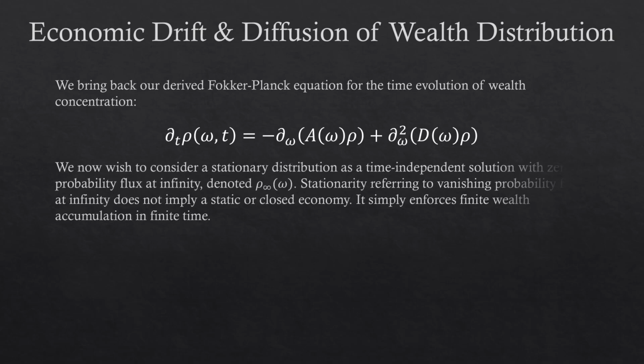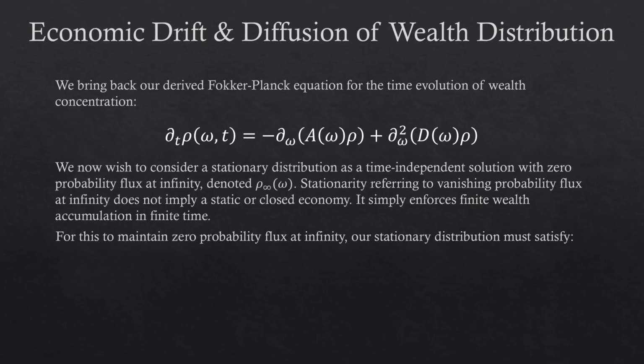We now wish to consider a stationary distribution as a time-independent solution with zero probability flux at infinity. Stationarity here refers to vanishing probability flux at infinity, and that does not imply a static nor closed economy. It just enforces finite wealth accumulation in finite time. For this to maintain zero probability flux at infinity, our stationary distribution must satisfy the following. So the time derivative of rho sub infinity is equal to 0. Plugging this into the Fokker-Planck equation yields the following.